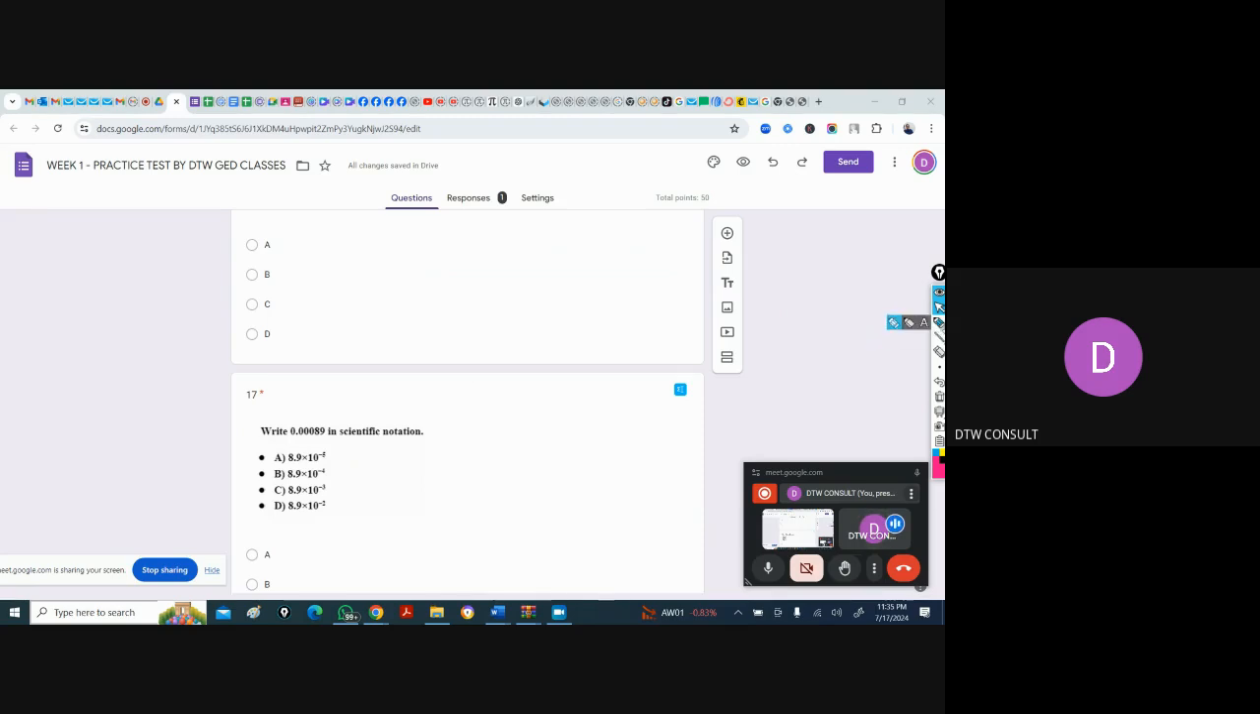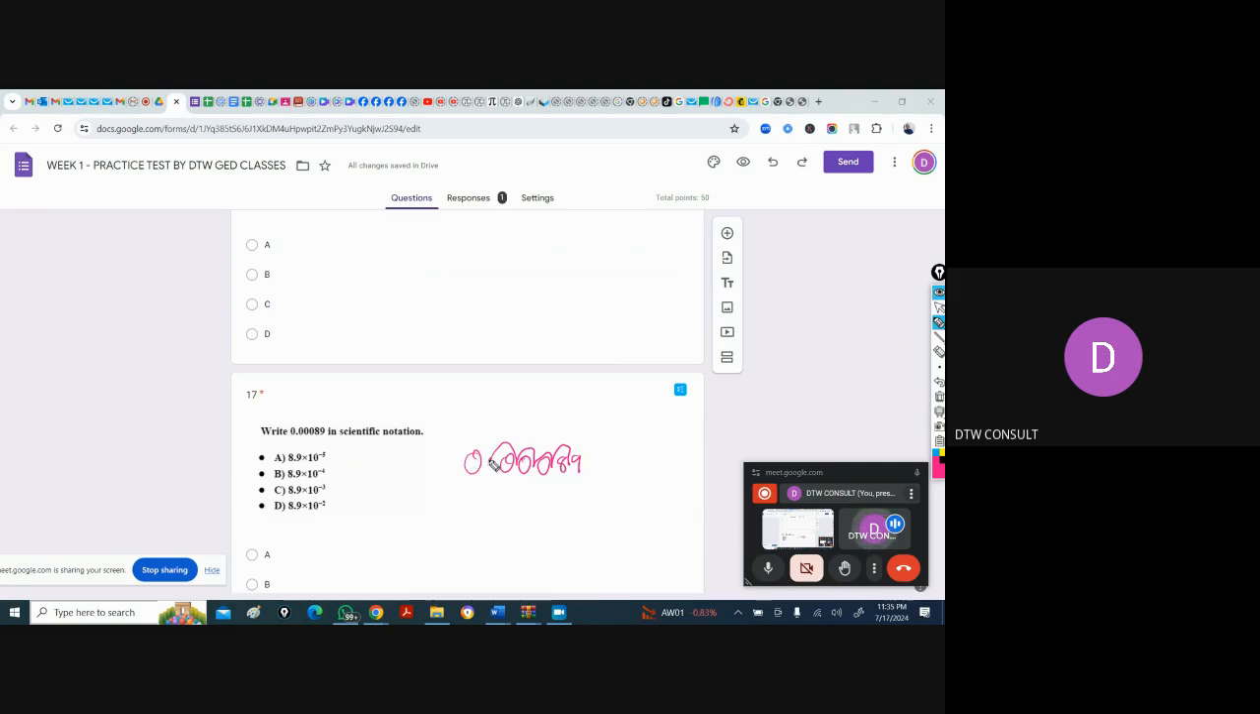So it says here, 0.0089 in scientific notation. So this is in decimal, not whole number. So we have to move it this way, to our right. So you count 1, 2, 3, 4. You stop in front of the last number. Are you with me? And you move 4 times.